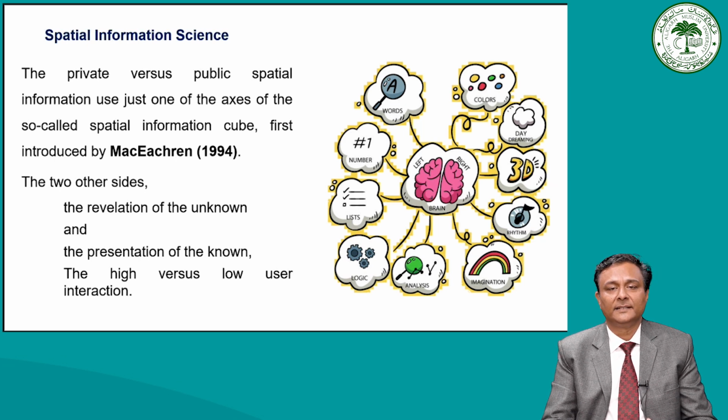Along the two other sides are the revelation of the unknown versus presentation of the known, and high versus low user interaction. To sum up the basics of spatial information, the spatial information is any data with a direct or indirect reference to a specific location or geographic area. This is traditionally also referred to as geospatial data or geographic information.